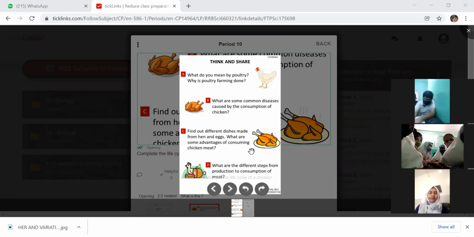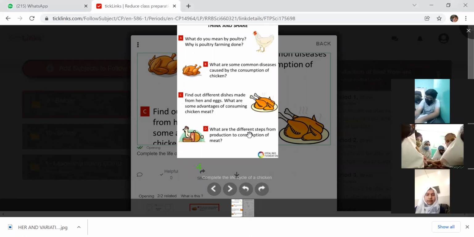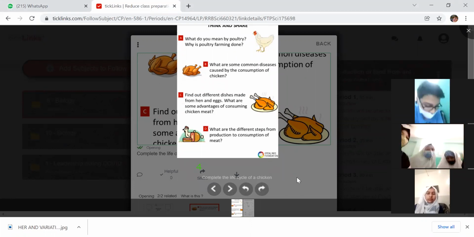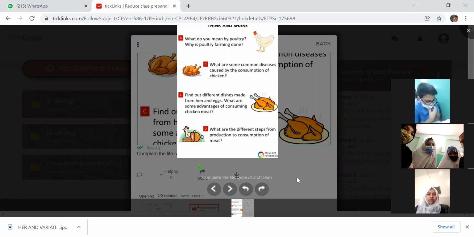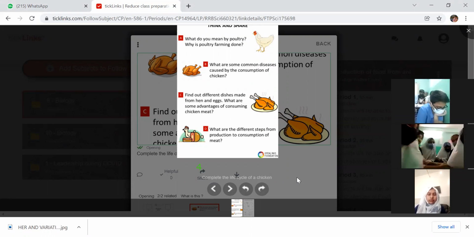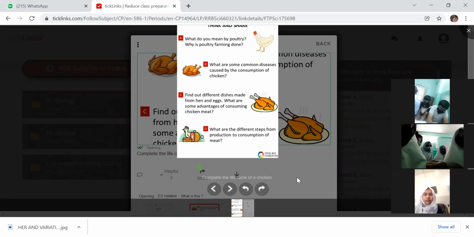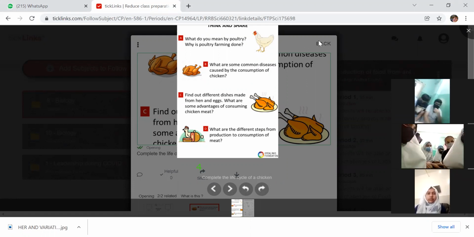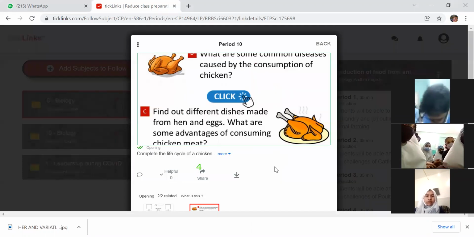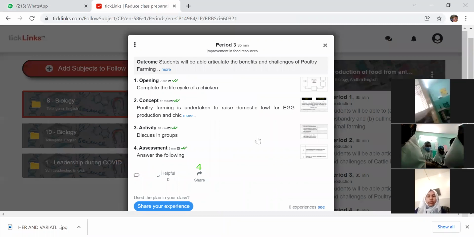And find out the D. Who is going to read the D one? Shall I? Yes. What are the different steps from production to consumption of meat? Let us see what all are the steps involved right from the production of the hen and eggs, as well as consumption till we eat.